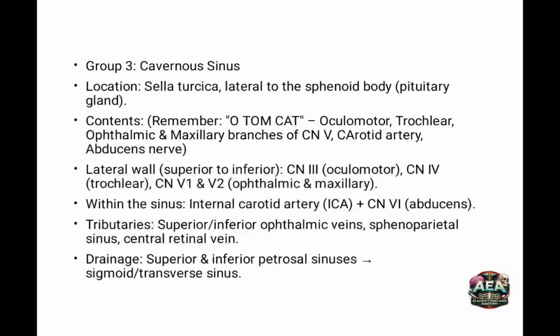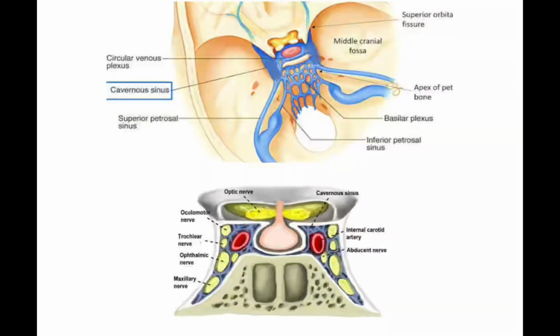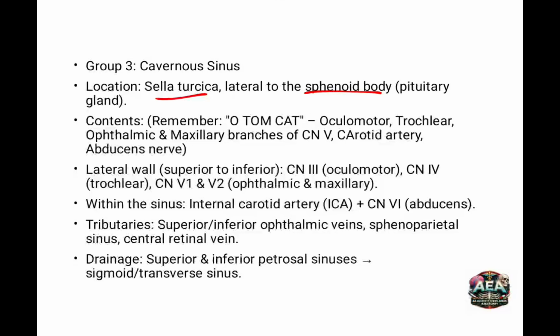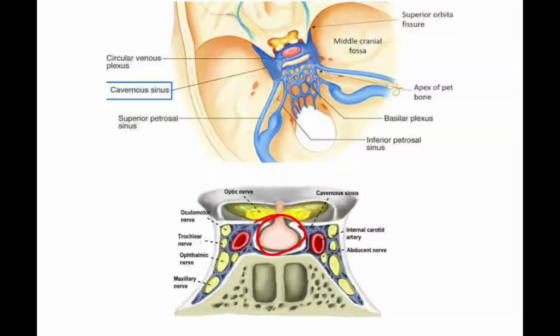Now we have the third group of sinuses, which are the cavernous sinus, and is located in the sella turcica, lateral to the sphenoid body. I know that at the body of the sphenoid, the sella turcica, we have the pituitary gland. If you see from this image, we have the pituitary gland in that space of sella turcica. So the cavernous sinus is what you have on the right side and the left side of this pituitary gland. This is the cavernous sinus.